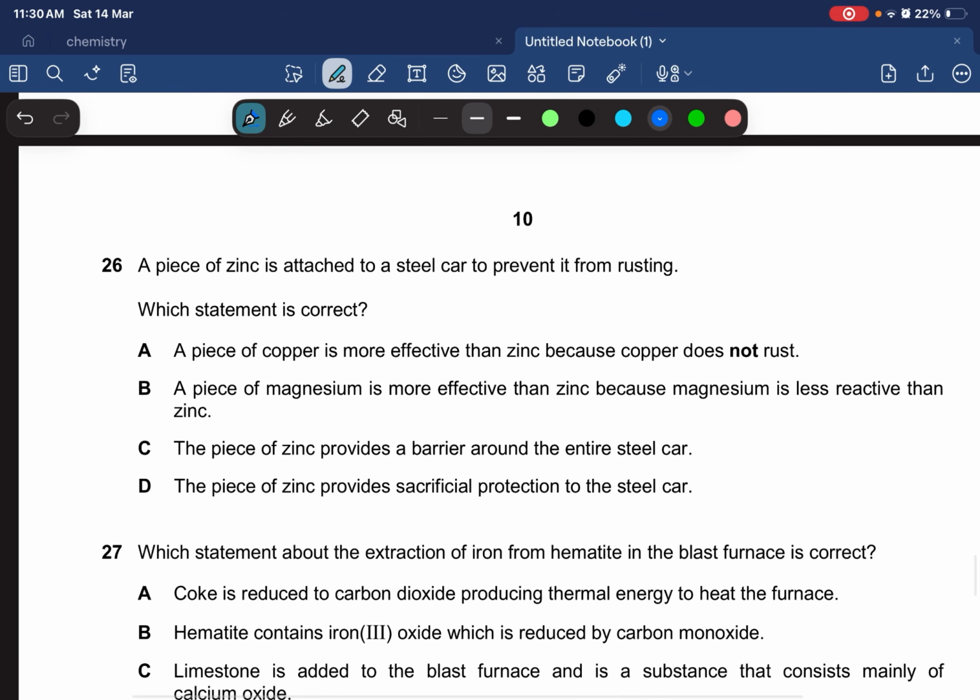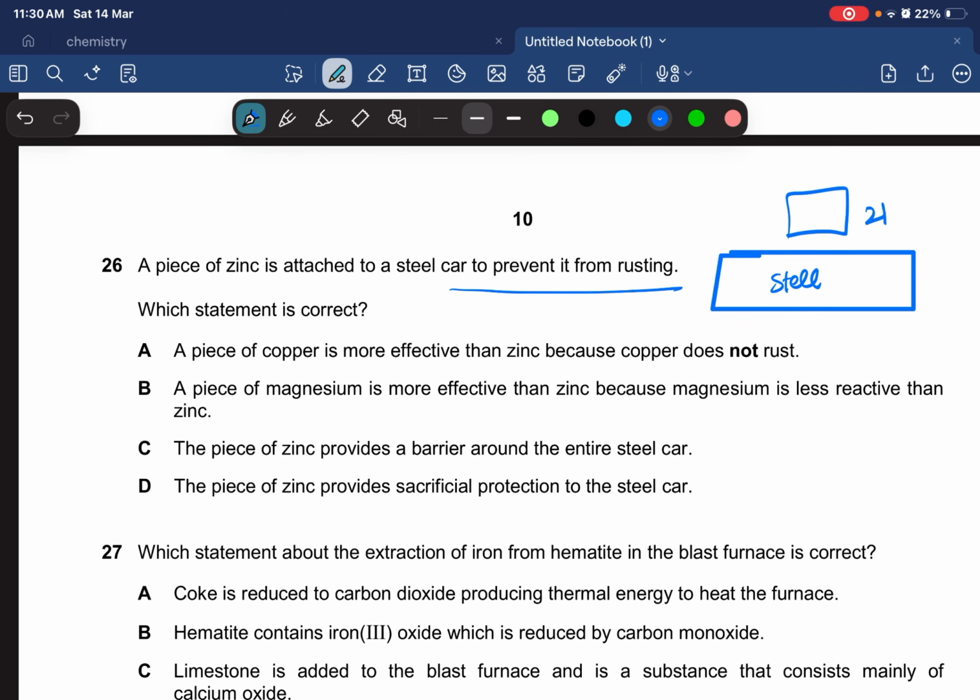A piece of zinc is attached to a steel core to prevent it from rusting. Which statement is correct? Okay, so we have a steel core over here, and we have zinc over here. So what are we doing? We're doing sacrificial protection. A piece of copper is more effective? No, copper is going to be worse.